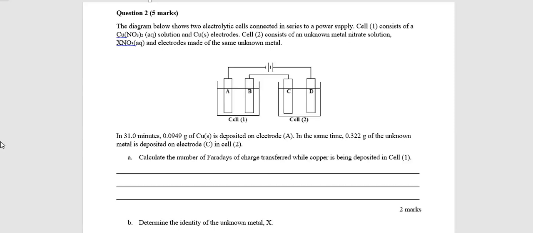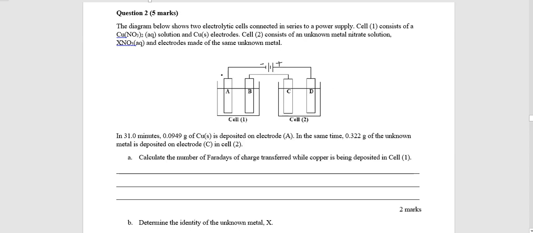Moving on to question 2, we have another electrolysis question here. Now this situation is when you have two electrolytic cells connected in series to a power supply. So that's a negative and that's a positive. When you have something like that, I think I'm going to go back to your SAC and actually put the negative in. It's a bit unfair to expect you to know that.